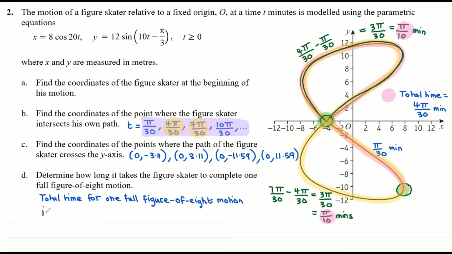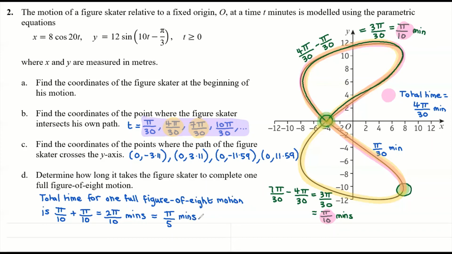is, and we'll just add those together, so that's going to be pi over 10 plus pi over 10, which is equal to 2 pi over 10 minutes. You can also simplify that to pi over 5 minutes.